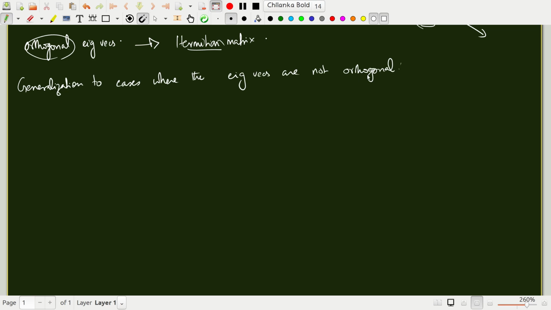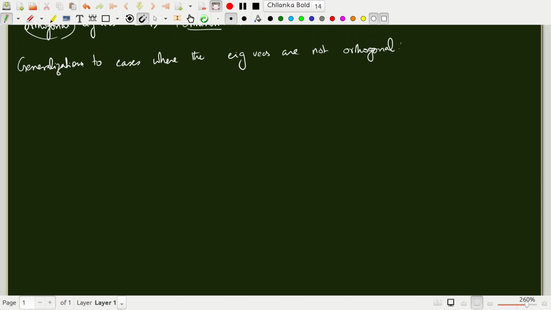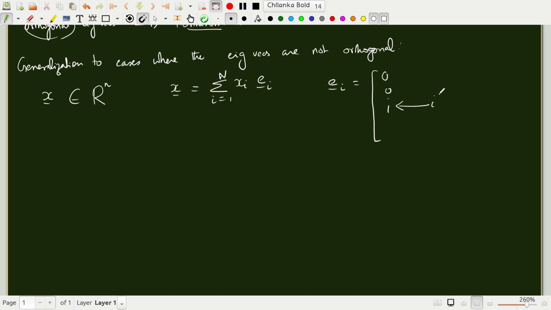Okay, so let's first start from the very beginning. Let's say you have a vector x belonging to the real space Rn. It's an n-dimensional space. Then it can always be represented in terms of the fundamental basis vectors, x_i e_i, where e_i's are such that you have 1 in the ith row, and zeros elsewhere.